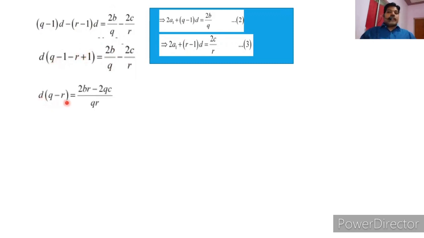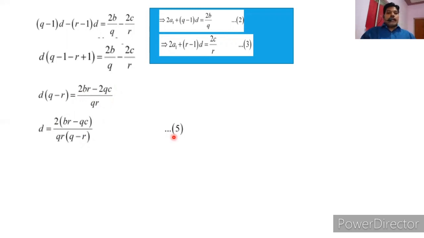d into (q minus r), and take the qr LCM: (2br minus 2qc) by qr. And I need the d value here. d is equal to 2 into (br minus qc) by qr. Take this q minus r to the denominator; it will become qr into (q minus r). So this is equation number 5.